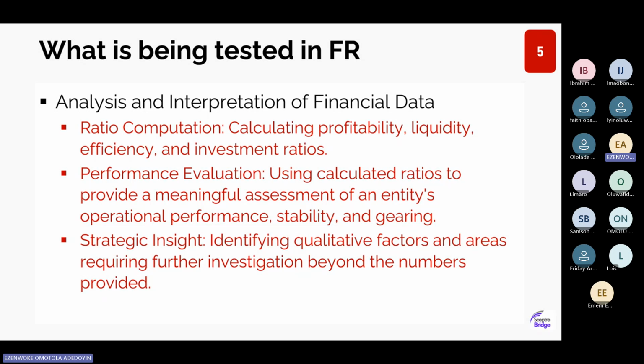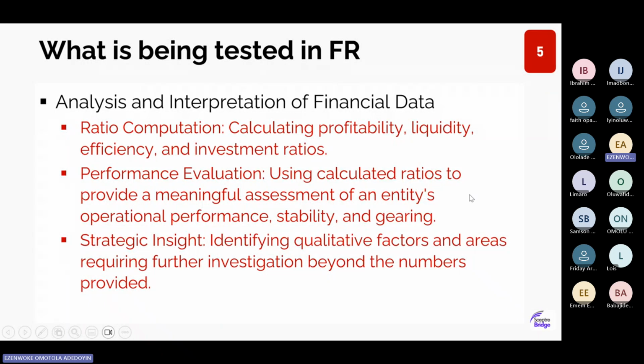Basically, if you look at ratios, always look at it from this division: the profitability, liquidity, efficiency and investment ratios. So you should know at least the ratios embedded in these classes of ratio. You should know the formulas. And now, beyond knowing the formula, you should also be able to provide a meaningful assessment. This is what we call interpretation of the ratio, right?